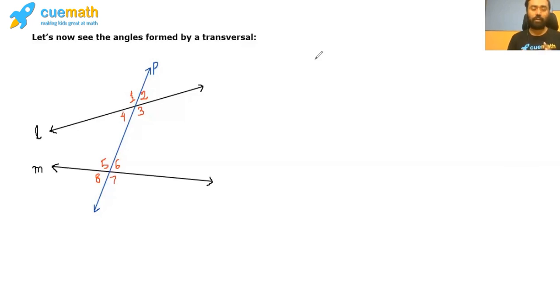So here we have been given two lines L and M such that a transversal P passes through both the lines. Let's now see the angles formed by a transversal. I've marked those angles as 1, 2, 3, 4, 5, 6, 7, 8. So if there is an intersection of a transversal with two different lines, we get these angles formed. Let us see what is the significance of these angles, or what are the particular names of these angles based on their positions on these lines.